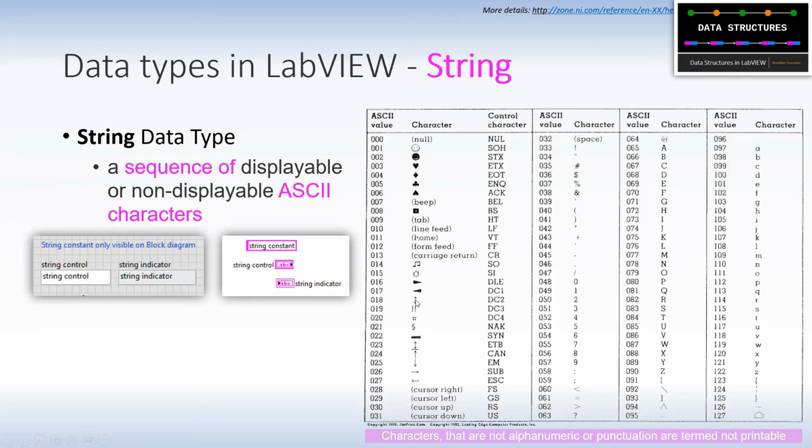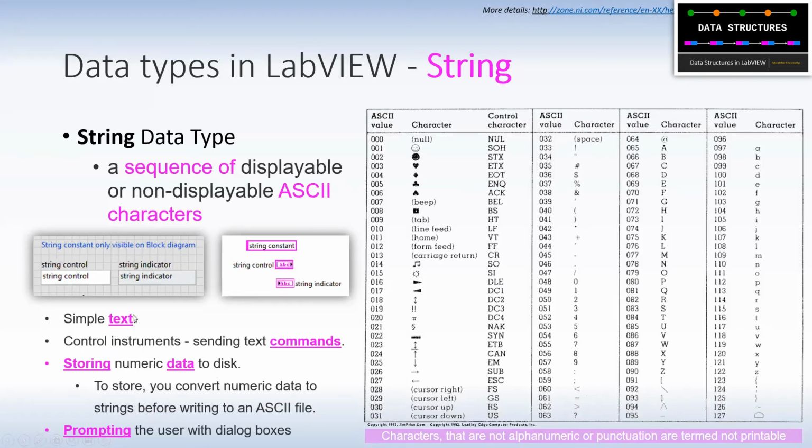So we know these characters, right? 0, 1, 2, 3, and ABC. Strings can hold any sequence of these characters, and also characters which are not available to read. That also can be held by this control. This is very useful, for example, when you want to make simple text on your control panel or block diagram; you use this kind of data type.